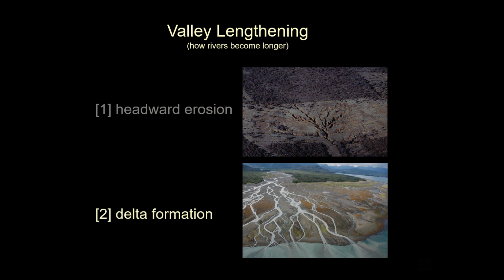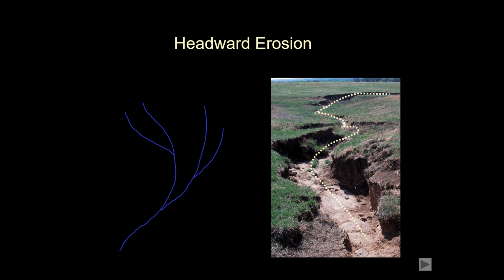As I mentioned, the other way that rivers get longer is through delta formation. So that's at the other end of the river as it flows into a lake or a big body of water like an ocean. We'll look at that in a little more detail here in a few minutes. So we'll start with headward erosion.